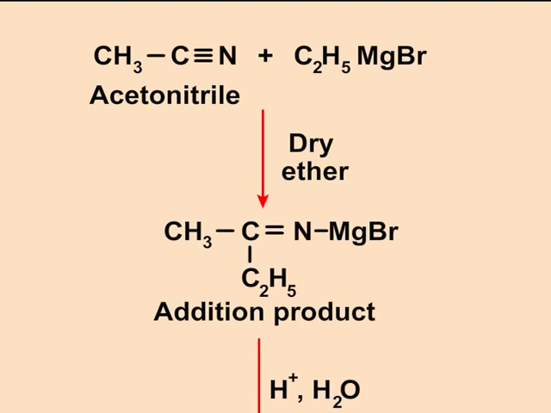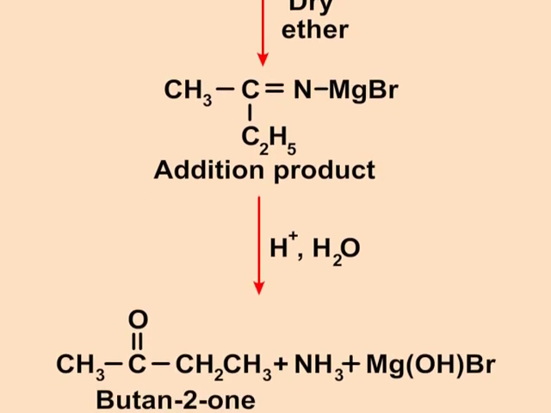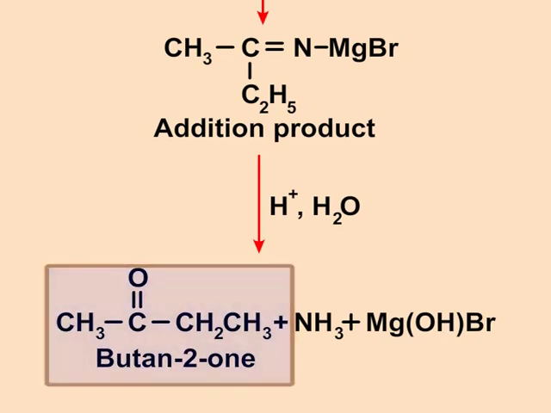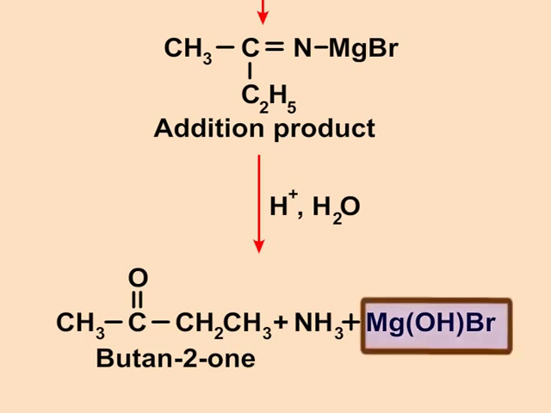Similarly, we find that acetonitrile on treatment with ethyl magnesium bromide in dry ether gives an addition product, which upon hydrolysis gives butan-2-one, ammonia and hydroxymagnesium bromide.